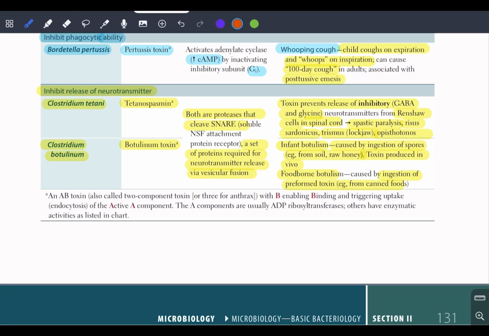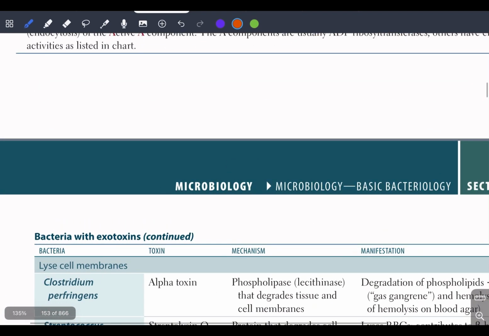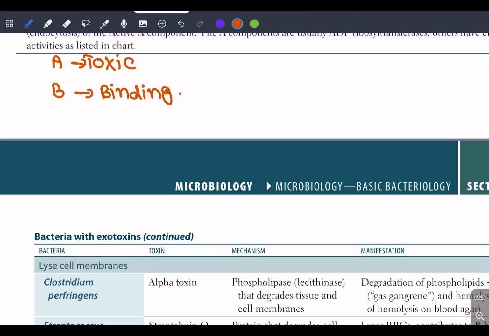A toxin has two components, A and B. The A is the active component and this is toxic, so A for active, and B for binding. This is for binding to a cell. So if we have a cell, let's say this is a cell, and we have a toxin, it has two components.